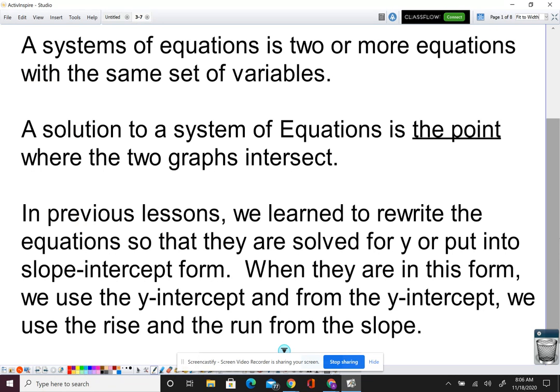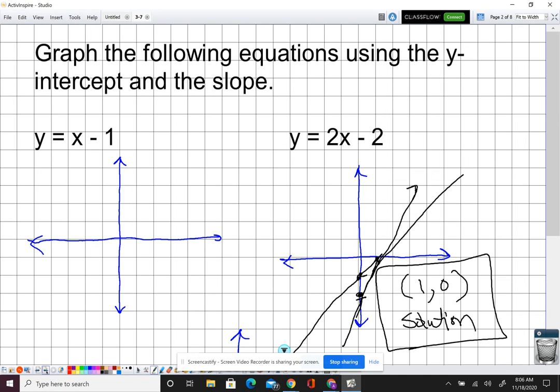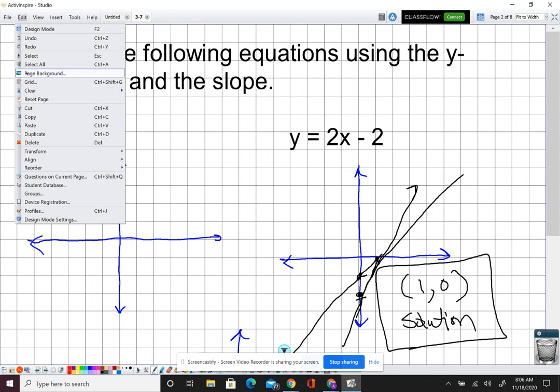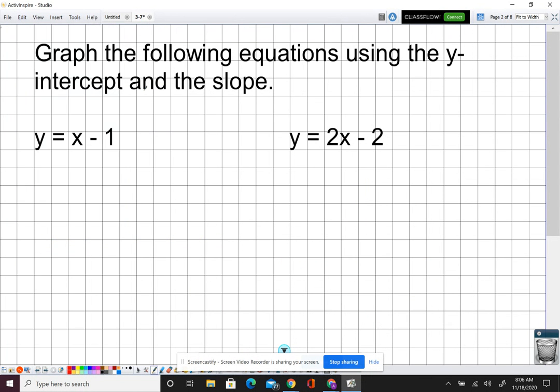So in previous assignments, we learned how to rewrite the equations so that they're in slope-intercept form. So we're basically going to have to solve our equations for y for some of these in order to graph them. So graph the following equations using the y-intercept and the slope. Before we move on here, I am going to clear off all that stuff that I had on there.